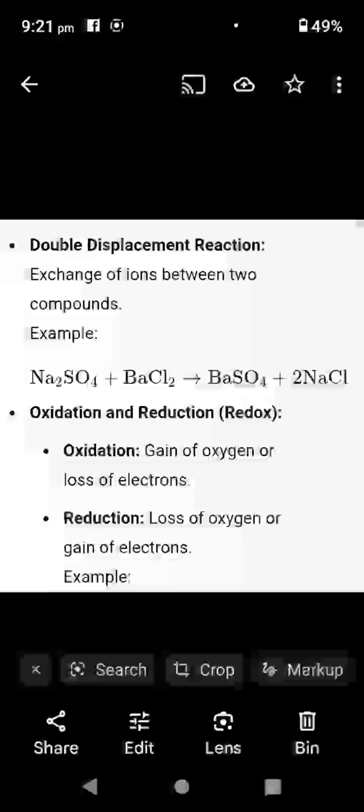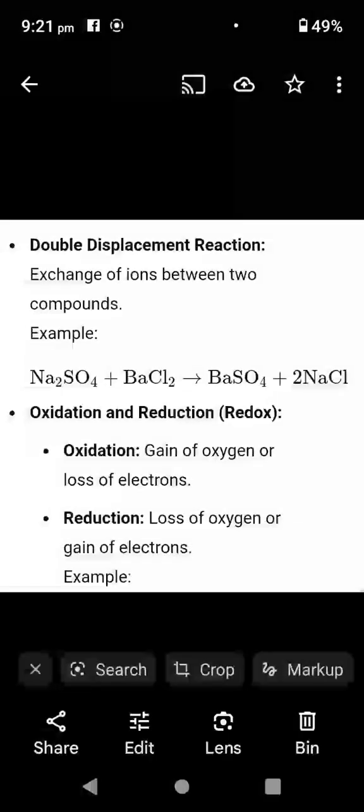Now come to the next topic, oxidation and reduction. It's also called a redox reaction. You can define a redox reaction as a reaction in which oxidation and reduction both take place at the same time. Oxidation refers to the gain of oxygen or loss of electrons. Reduction refers to the loss of oxygen or gain of electrons.